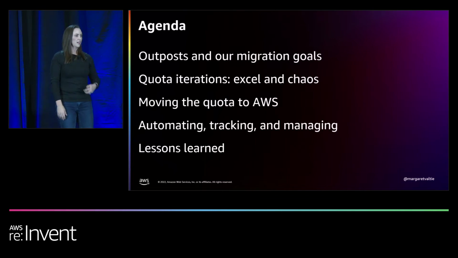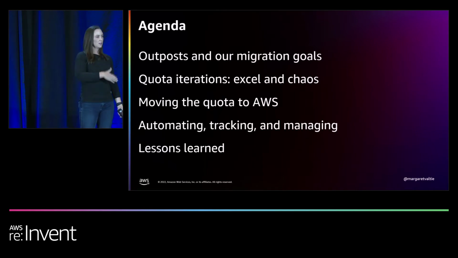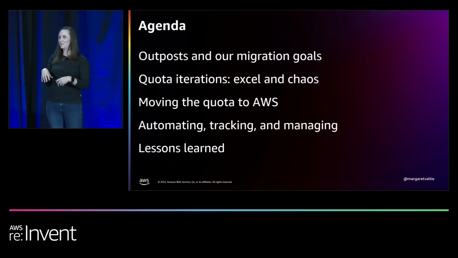And then talking about how we moved that solution and built something with AWS native tools and moved it into AWS and did it for low cost, minimal maintenance, because if we built it, we know we'd have to run it. So we wanted to make it AWS native. So we automated, track, and manage that capacity. And some lessons learned. I have a lot of lessons learned about Outposts, but today I'll talk about the lessons learned about the solution. We will do Q&A.